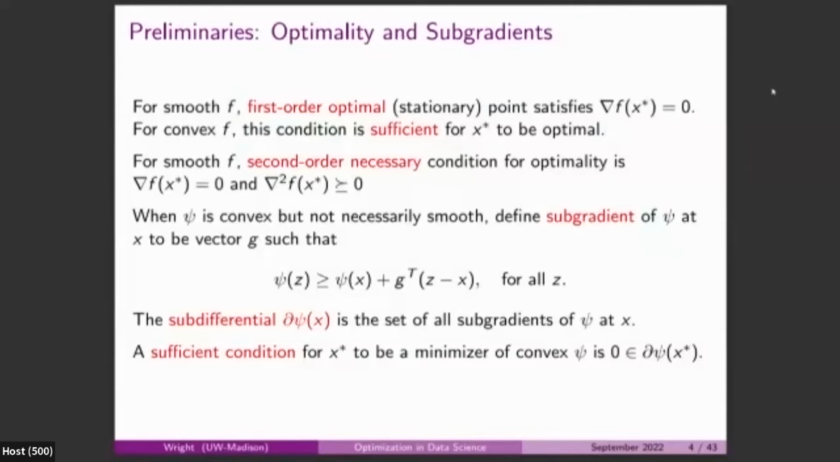And so you can go to a stronger condition, which is second order necessary, which insists that the Hessian is also positive semi-definite. Okay, and this is a pretty good guarantee that you're at a minimizer. It's not an absolute guarantee, but it's pretty good.